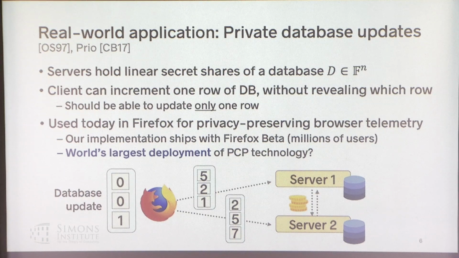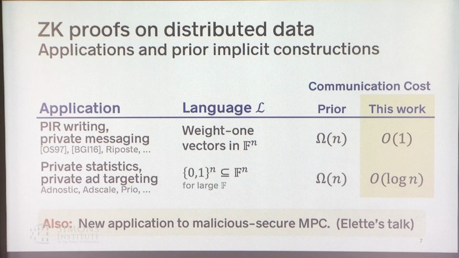Okay, there's a number of other applications that I'm not going to have time to talk about: PIR writing and private messaging, private statistics, private ad targeting, and so on. And the languages that these systems need to work with are often very simple. So low weight vectors, low norm vectors, and so on.